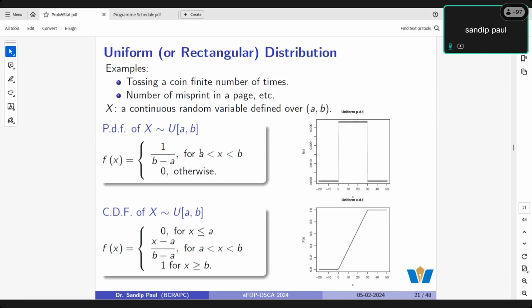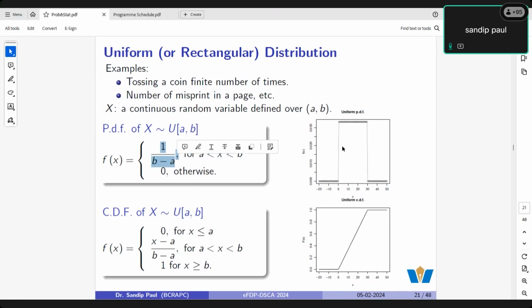But if I want to know the variable lies in between a and b, suppose the arriving time of a bus, it can be in between 0 to 15 minutes. So if there is a 15 minute gap between the arrival times of two consecutive buses, it can be maximum 15 minutes. So it can be 0 minutes to 15 minutes that a bus can arrive at a certain stand. So in that case, it will follow the uniform distribution. The uniform distribution can be defined through the probability density function, and it is 1 by b minus a.